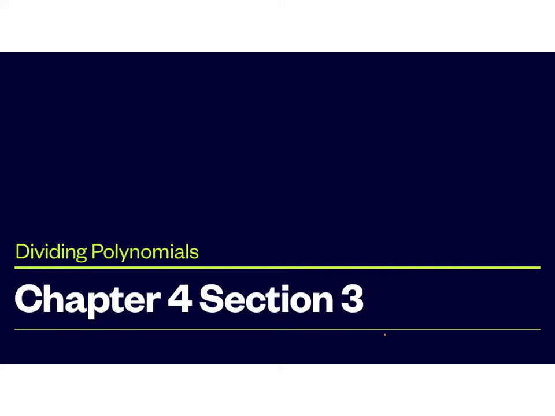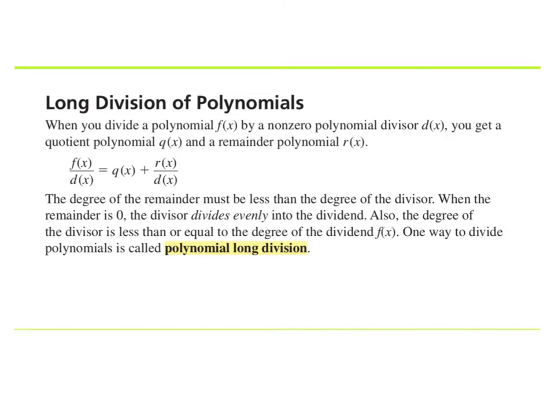All right, chapter 4, section 3, we're going to be dividing polynomials. So when you divide polynomial f of x by a non-zero polynomial divisor d of x, you get a quotient polynomial q, which is just like your answer, and then you have the remainder over the divisor. So we'll do some examples of this, and it makes a lot more sense than like this right here. So this kind of doesn't matter, but it's just like the math way of showing you what we do.